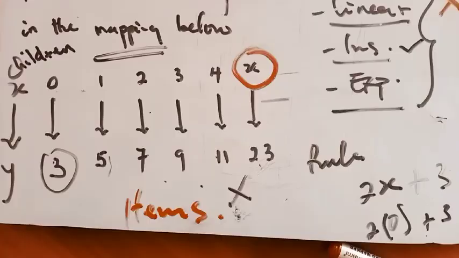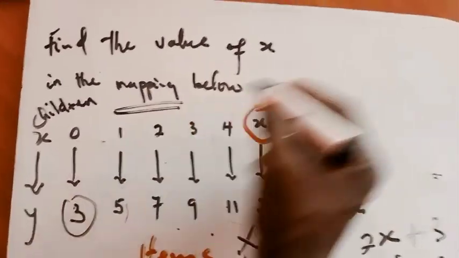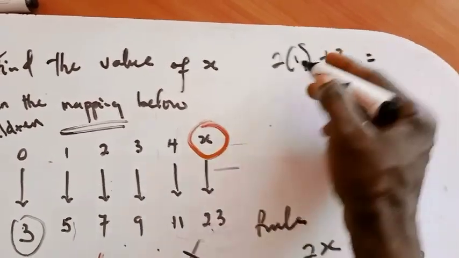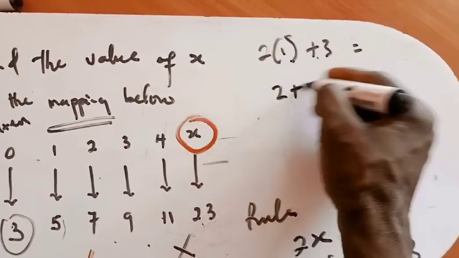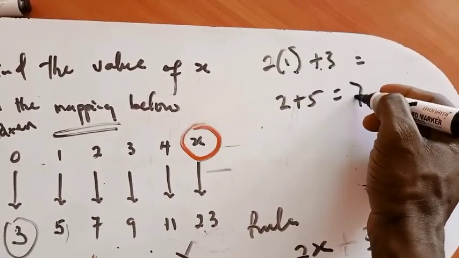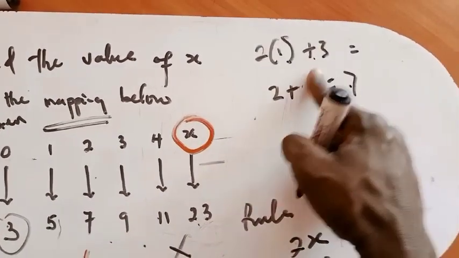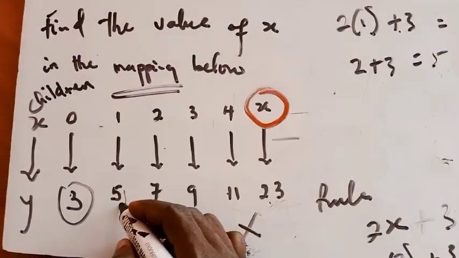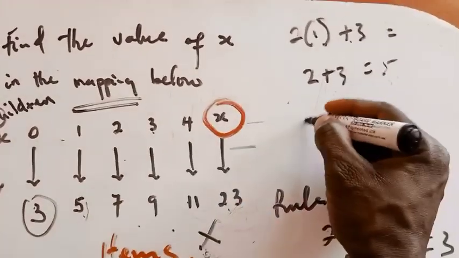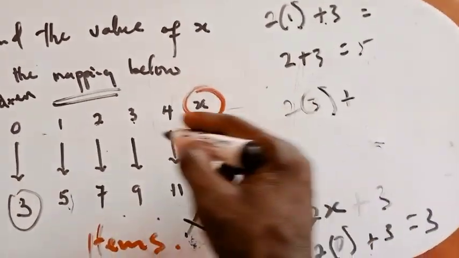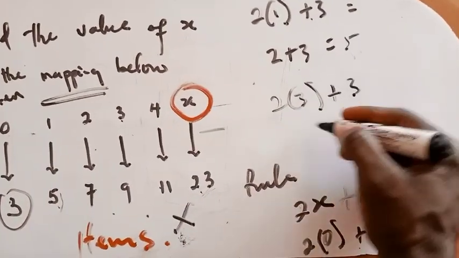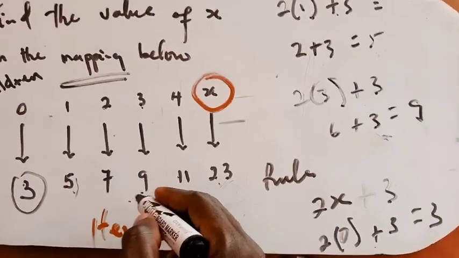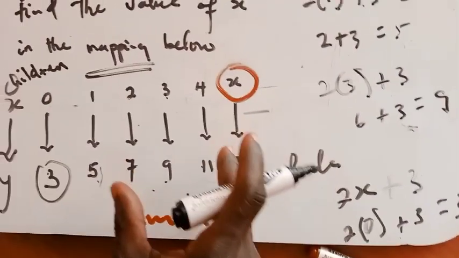Okay, so let's check another one again. So 2 of the 1, so 2 multiplied by 1 plus 3, this should be 2 plus 3, so that should be 5, right? That is exactly what we are having here. So when I go for 3, so 2 multiplied by 3 plus 3, right? So that should be 6 plus 3, that's going to be 9, exactly what you have here. So this tells you that this is exactly the rule of this mapping.